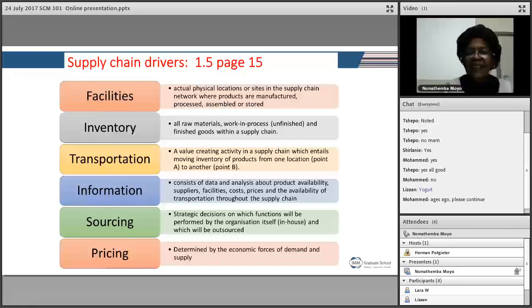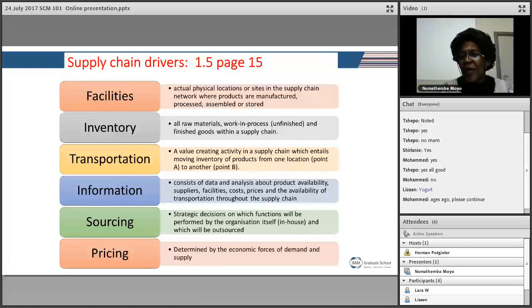Transportation. This is a value-creating activity in the supply chain, which entails moving inventory of products from one location, that is point A, to another point. Then information consists of data and analysis about product availability. That is information now flowing up and down. Suppliers, facilities, costs, prices, and availability of transportation throughout the supply chain.